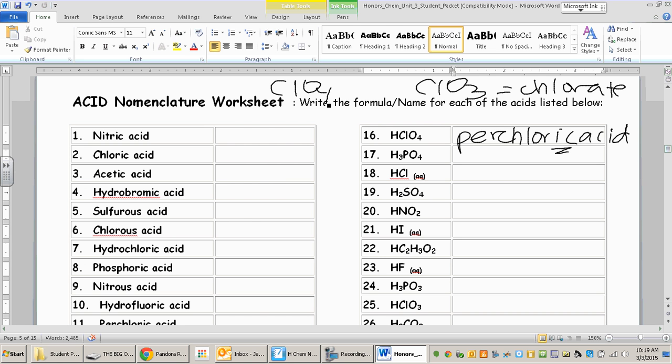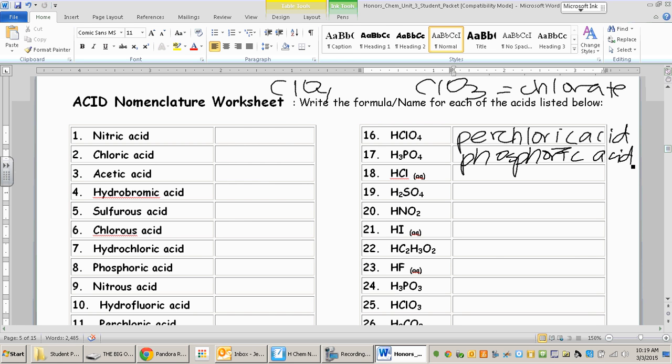All right, next one, binary or ternary? Ternary. Do you say hydro? No. Okay. The PO4 is what? Phosphate. So name the acid. Phosphoric acid. Right, because ate went to ic.